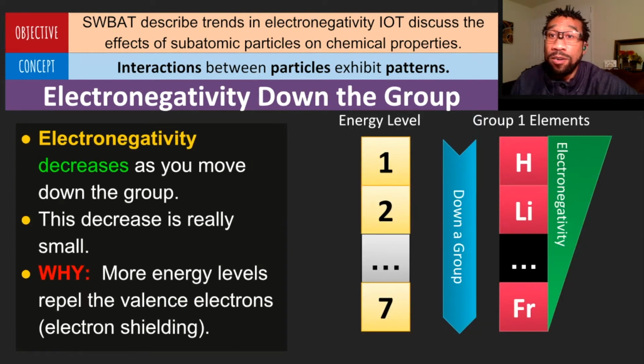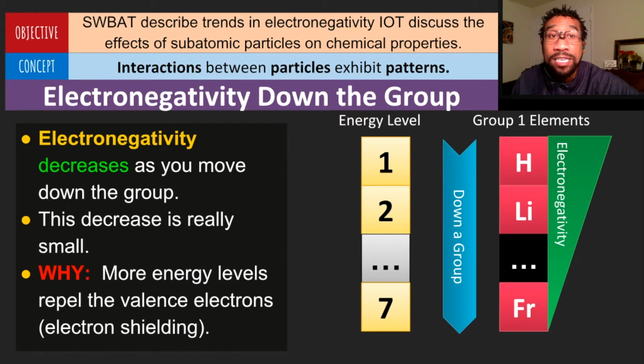So now we're ready to talk about the electronegativity as we go down the group, okay, going down the group. And so the electronegativity actually decreases as you move down the group. And again, this decrease tends to happen gradually depending on which group you're talking about. But why does this happen again? It is always because we're adding energy levels.